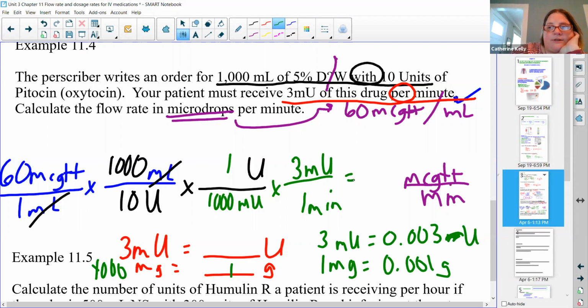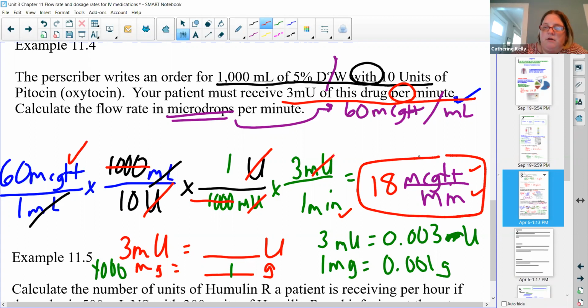Either way you get it, when I cancel my units, units with units and milliunits with milliunits, I'm left with microdrops per minute. So I do the calculation. I'm actually just going to take out this and take out this because it's the same thing. So I'm going to cancel because I think it'll be easier. And when I do all my math, I'll get 18 microdrops per minute. So I'll do 60 times 3 divided by 10.